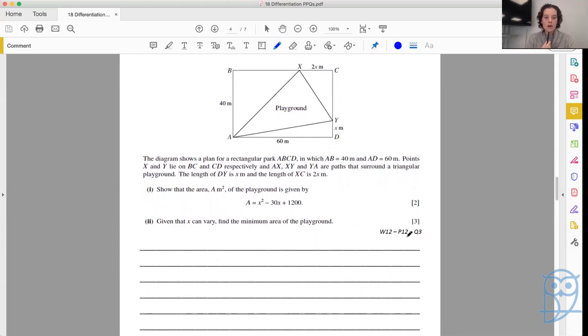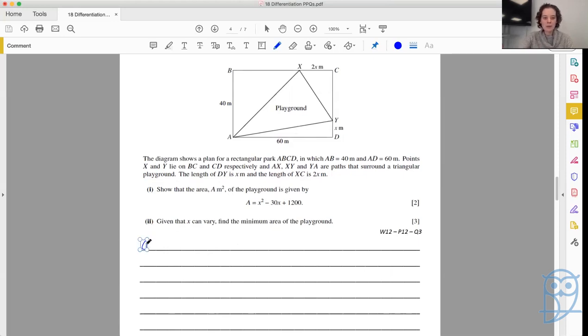Points on these sides are connected by paths that surround a triangular playground. The length of DY is x, and the length of XC is 2x. Show that the area, A meters squared, of the playground is given by that. Given that x can vary, find the minimum area of the playground.